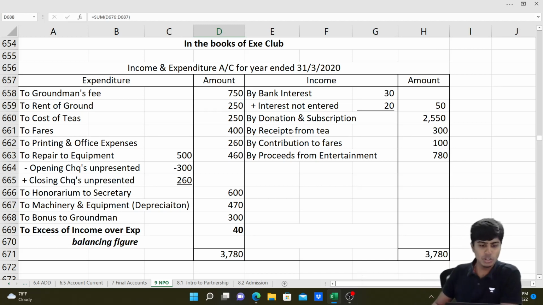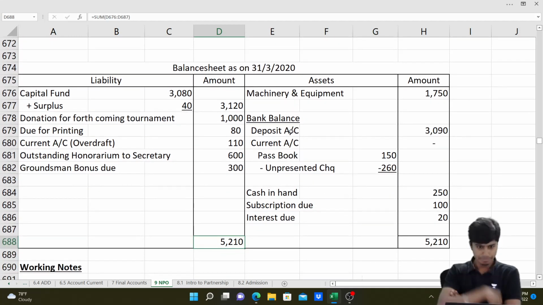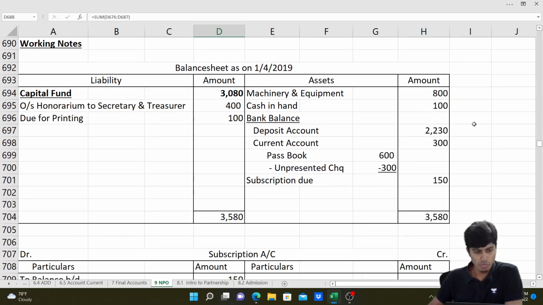I hope you've taken a screenshot or copied this income and expenditure. I'll show the balance sheet. If you want, you can pause the video for a moment and then copy. I'll just give you a brief 10-second time. Yes, I hope you have. This is our balance sheet. Done. Working note number 1. This is our opening balance sheet.